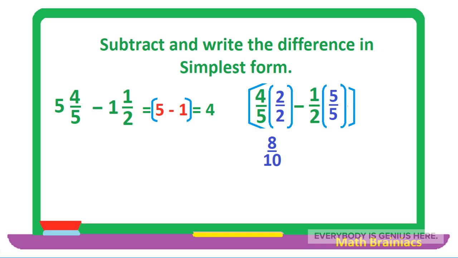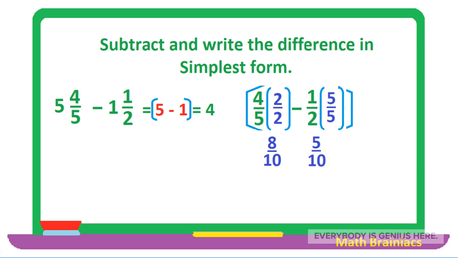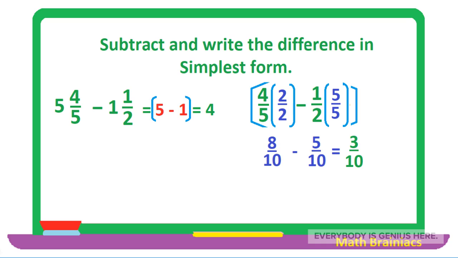To make the denominators the same, we are going to multiply 1 over 2 by 5 over 5. 1 times 5 will give us 5, and 2 times 5 will give us 10. So, we have made the denominators the same. We can work now on the numerators. Correspondingly, 8 minus 5 will give us 3. Therefore, our fraction is 3 over 10.